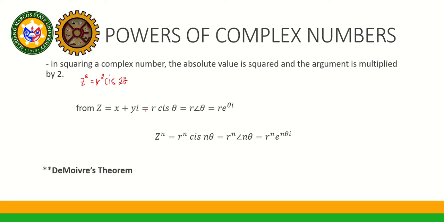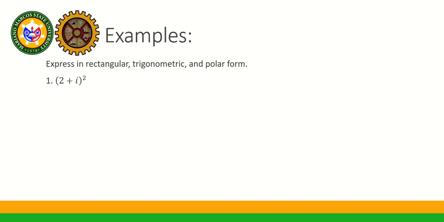So here, z raised to n is equal to r raised to n, which is yung exponent mo. And then cis n theta. So to raise a complex number to the nth power, the absolute value is raised to the nth power, which is this one. Okay. And then the argument is multiplied by n. So this statement is from De Moivre's theorem. So yun yung theorem na nag-govern sa powers of complex numbers. Okay, so let's try examples.